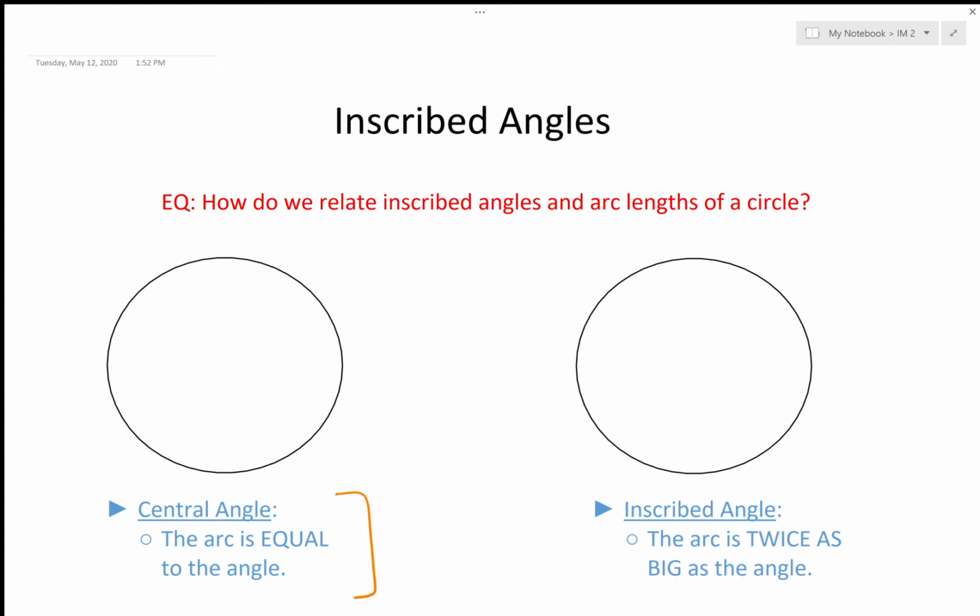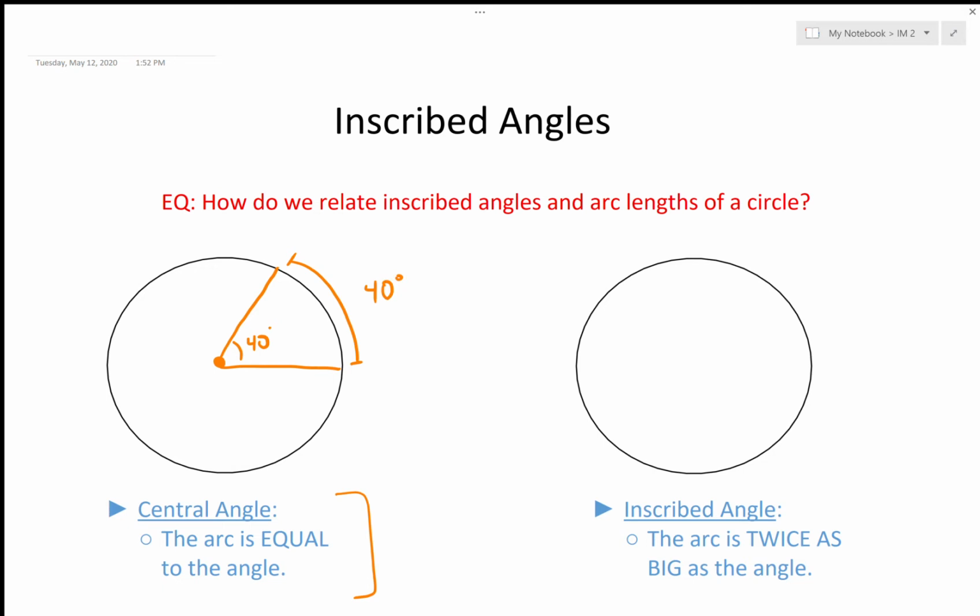Central angles is where the arc on the outside is equal to the measure of the angle. So central angles are centered at that center here, and they open up and create an arc. So if this was, say, 40 degrees, the outside from here to here, that part of the circle, the arc, would also be 40 degrees. They're the same size.